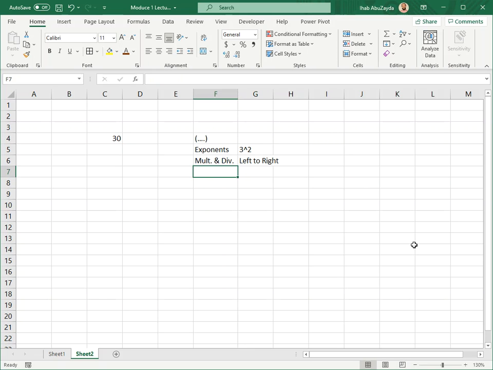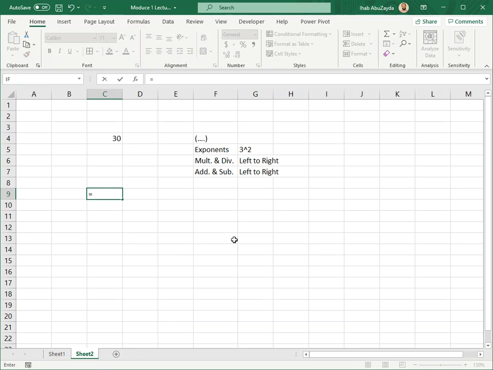And then finally, we have addition and subtraction. And same thing, if I have multiple additions or multiple subtractions or a mix of both, we will go from left to right. So let's look at an example to wrap things up in our heads.